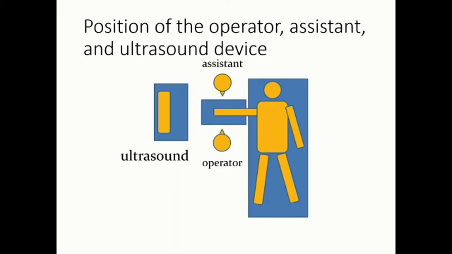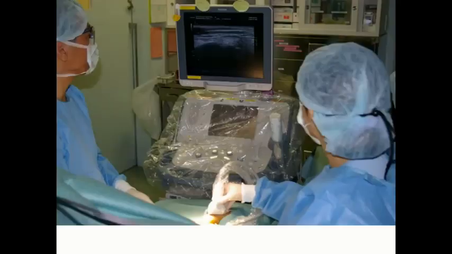This is the position of the operator, assistant, and ultrasound device. Here the patient, here operator, assistant, and ultrasound. Like this. The assistant holds the probe, and I use a guide wire and balloon. Nowadays, I hold the probe and guide wire. Then the assistant holds the end of the balloon catheter.